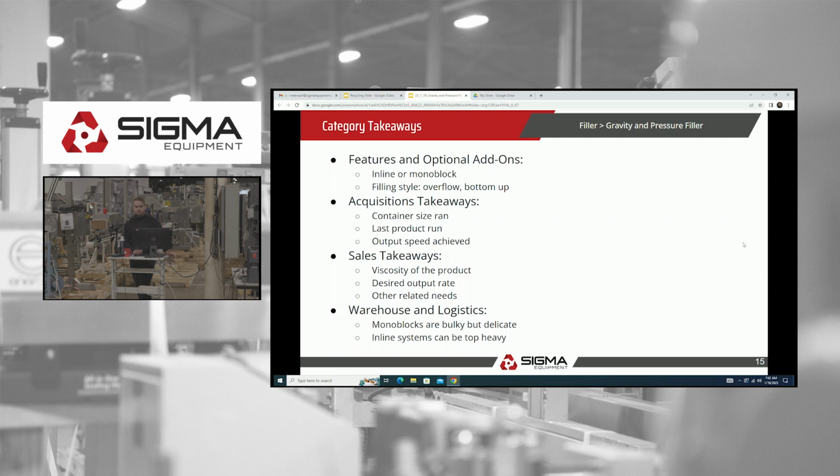Also, other related needs. Like you saw in that previous integration slide, if they have a filler, there's 100 other machines that go around it. A lot of the fillers that we have already come with conveyors, but that isn't always the option. Sometimes different conveyors need to be changed out depending upon the size of the product. So talk to them and see what other machines need to go with this filler on this sale.